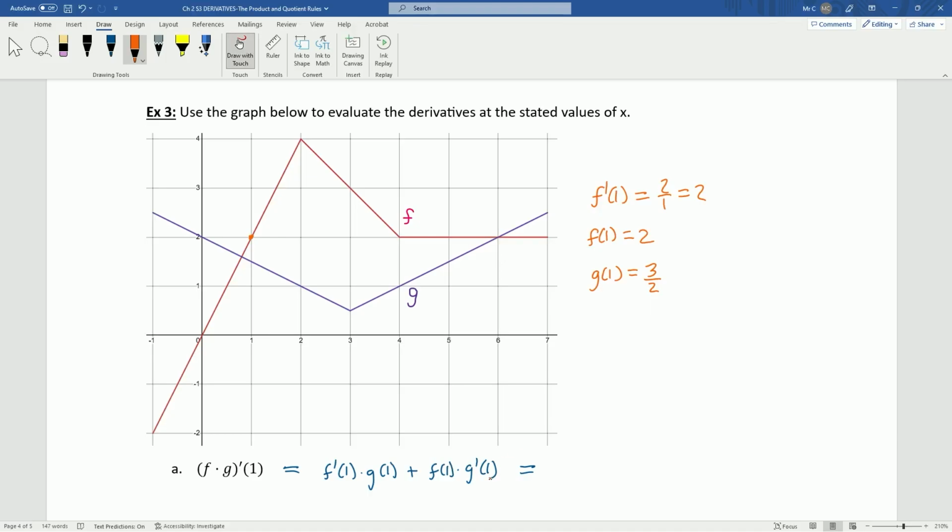And then g prime of 1, that's the slope at this point. And we're going, the rise is down 1 over 2. So that's negative 1/2. So now we just apply that information into our product rule for derivatives, and we get 2 times 3/2 plus 2 times negative 1/2. This gives us 3 minus 1, which is 2.